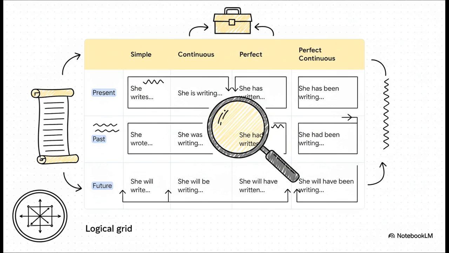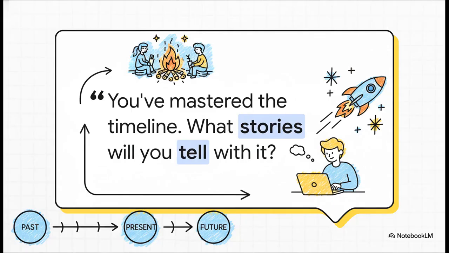You can see the patterns so clearly now, right? How the verbs shift logically as you go from past to present to future, or from simple to continuous. It's not a dozen random rules, it's one beautiful, predictable grid. Because at the end of the day, this isn't really about memorizing grammar rules. It's about giving you control. You now have the power to place any action with incredible precision anywhere on the timeline. You've mastered time itself, in a way. So the only question left is, what stories will you tell with it?